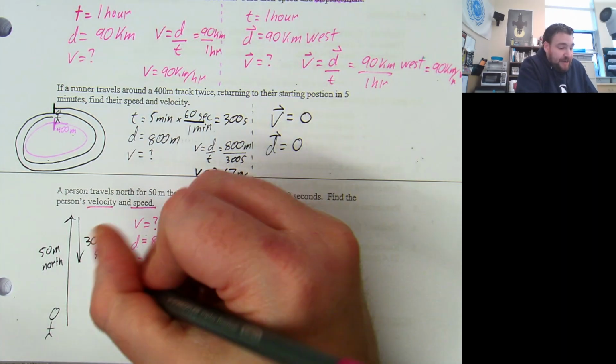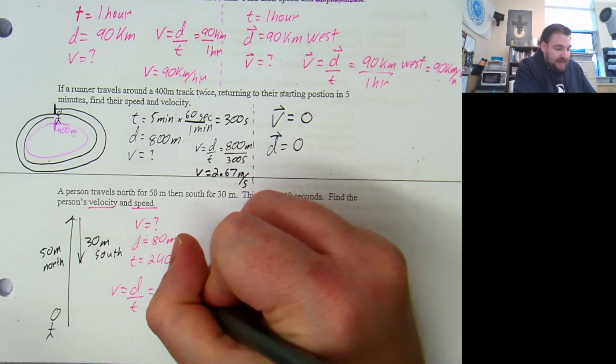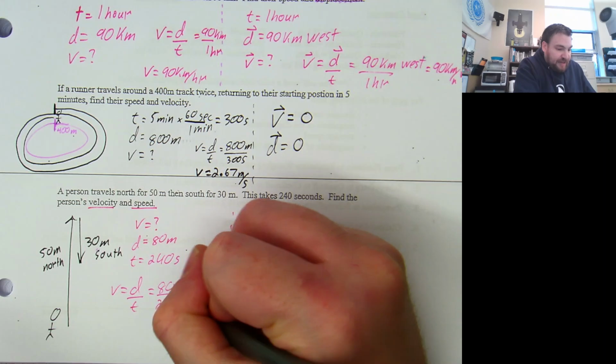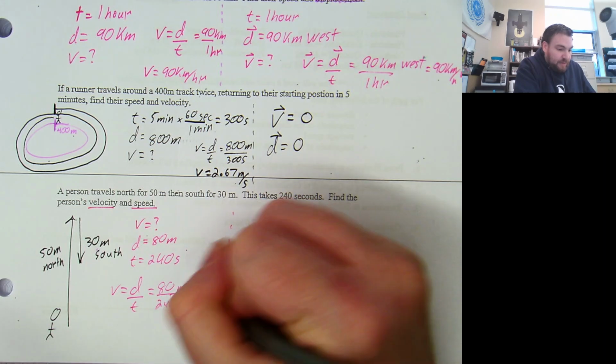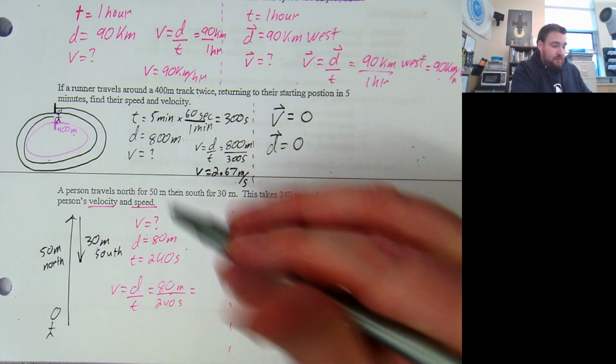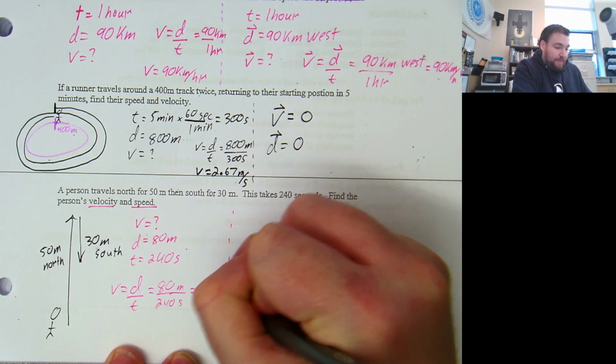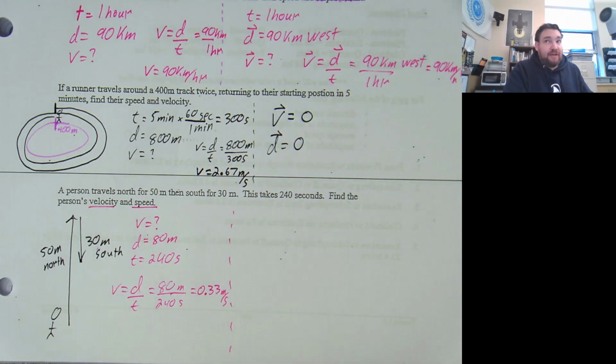So if I want to find the speed, speed is just distance divided by time. Distance is 80 meters, time is 240 seconds. And so we're going to get a speed of, that's just 8 over 24, which if I reduce that fraction is just going to be 1 over 3. So I'll round that to 0.33 meters per second. If you want to punch that into a calculator, you can, but that's going to be the value.